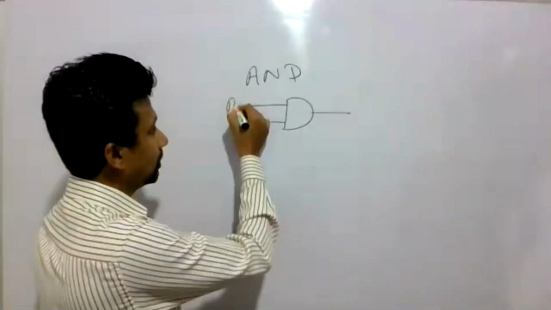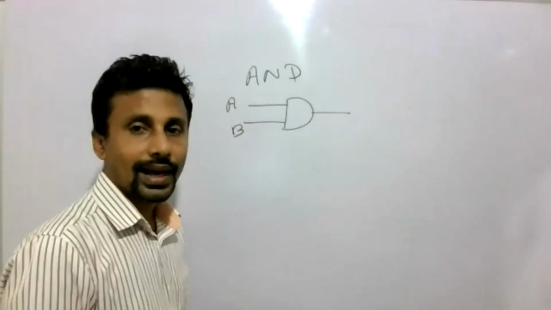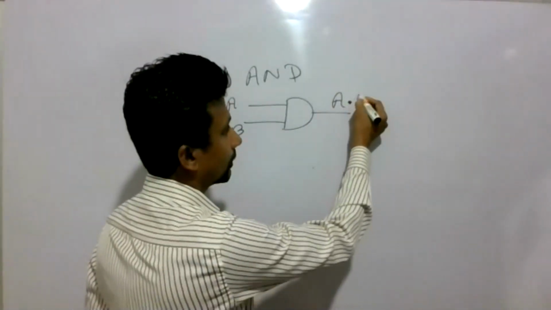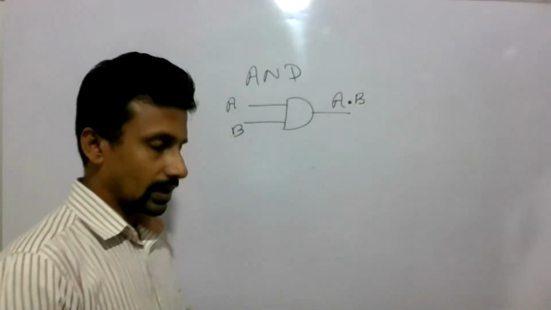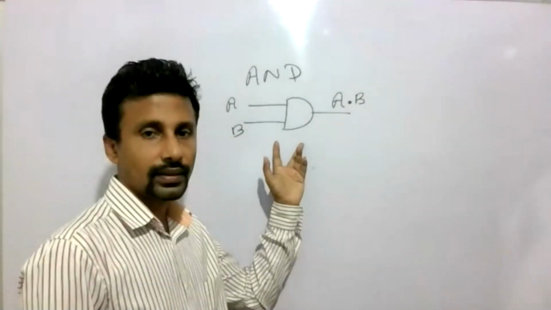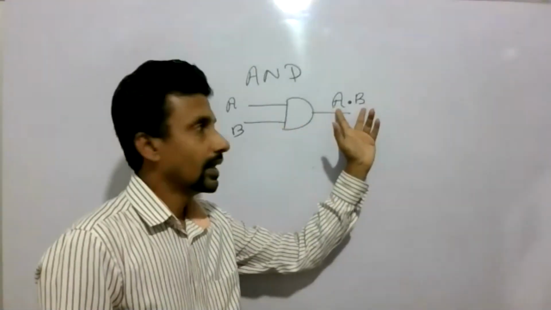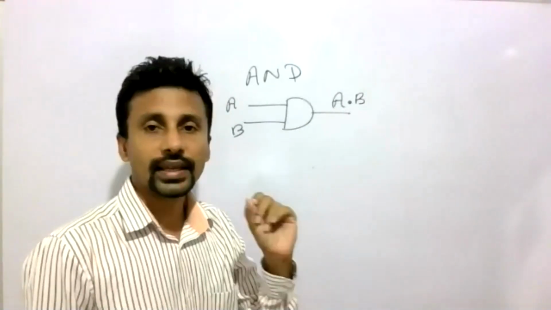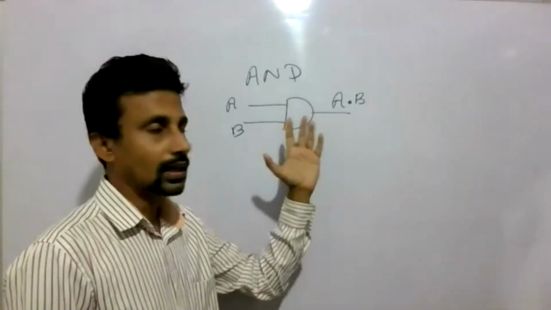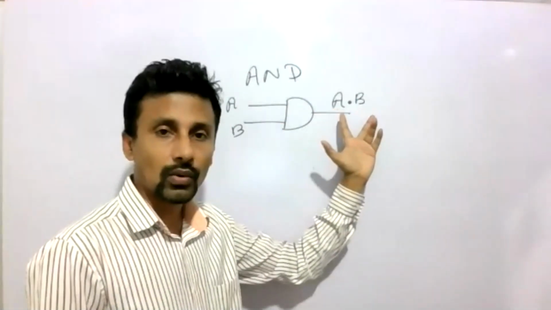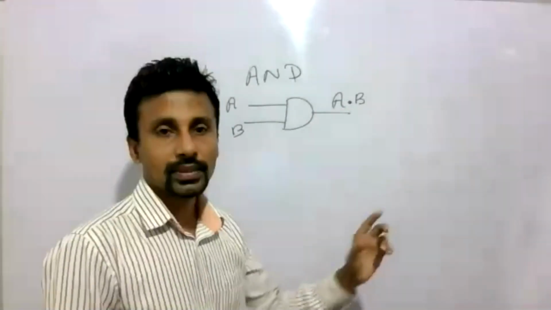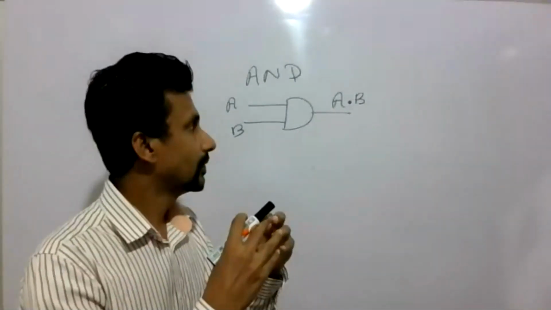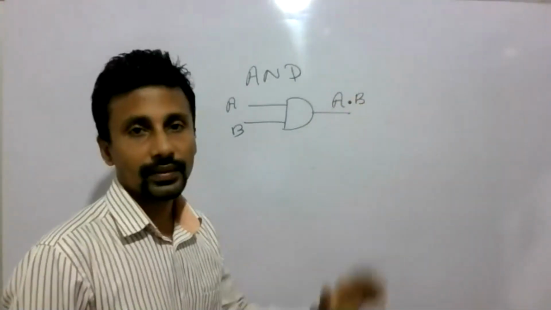If I take A and B as input, my output I have to write as A dot B. So if you see this AND gate, or if you see this expression A dot B, if there's a dot, you should know that it is an AND gate. Even without having this symbol, you can understand it is an AND gate. How? Because you have a dot between A and B. So the A and B inputs have been combined into an AND gate, right?